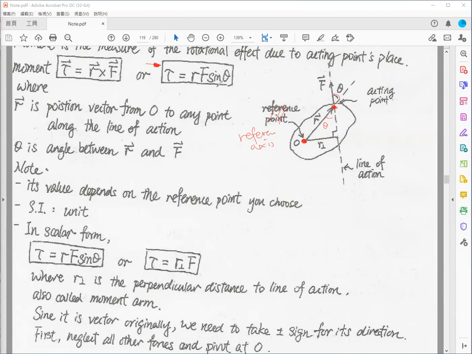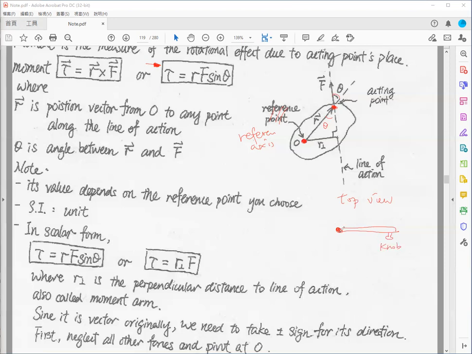You may ask why there's a sine theta there. Let's consider one case, the door. You look at it from the top view. Here is the hinge of the door. This is the knob of the door. You know what a knob is?